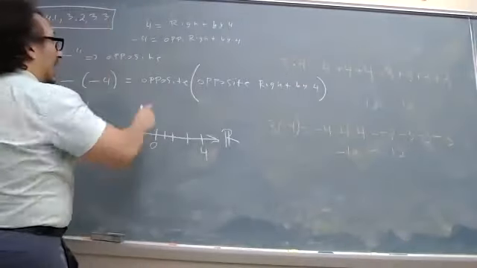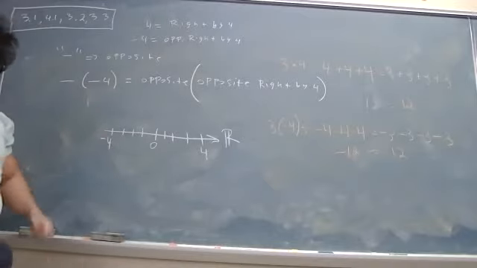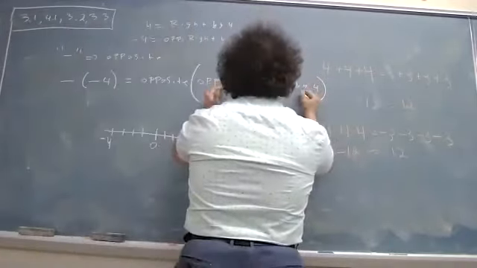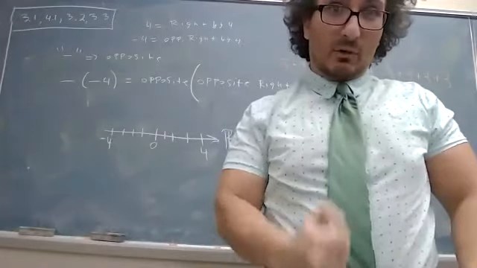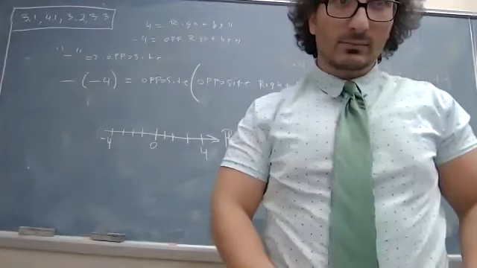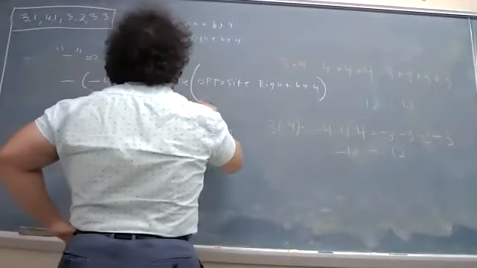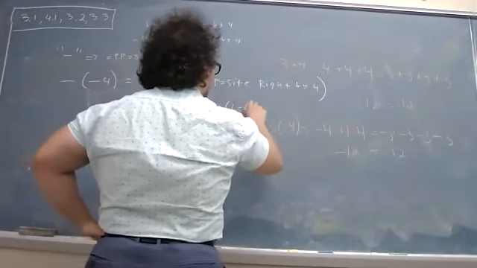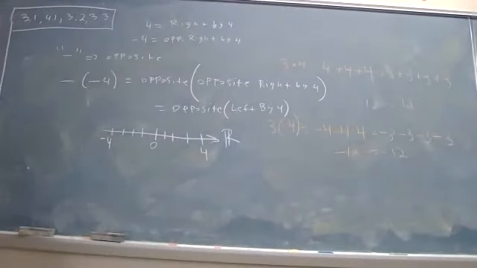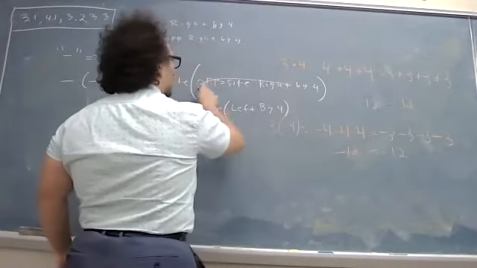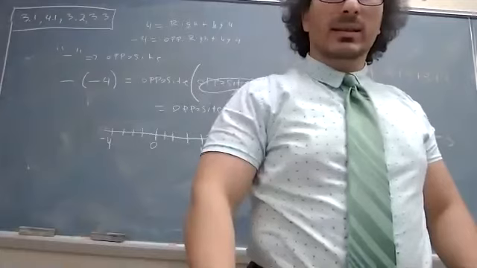So look. Now, would you agree that this is the opposite of right by 4? I just replaced these symbols with words. So let's talk about what's inside the parentheses. What is the opposite of right? Left. So this is equal to the opposite of left by 4, right? Because I just changed the opposite of right to left. Because, you know, that's true. The opposite of right is left.